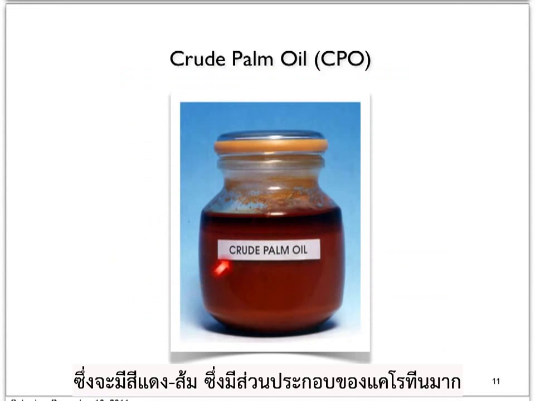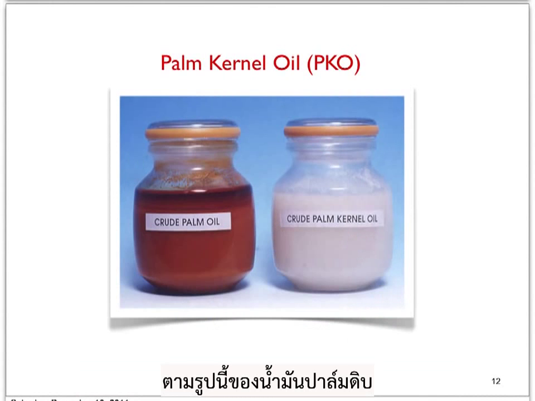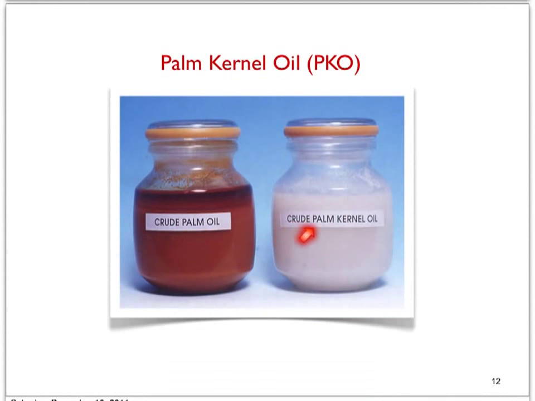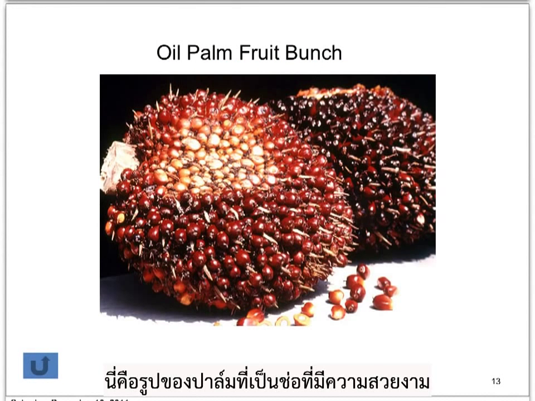And this is how the crude palm oil looks. It's quite thick and viscous, with a red or orange color. It contains a rich amount of carotenoids. In this picture you can see a side-by-side comparison between the appearance of crude palm oil and crude palm kernel oil. And here again is a closer-up picture of the oil palm fruit bunch. Looks very beautiful, isn't it?